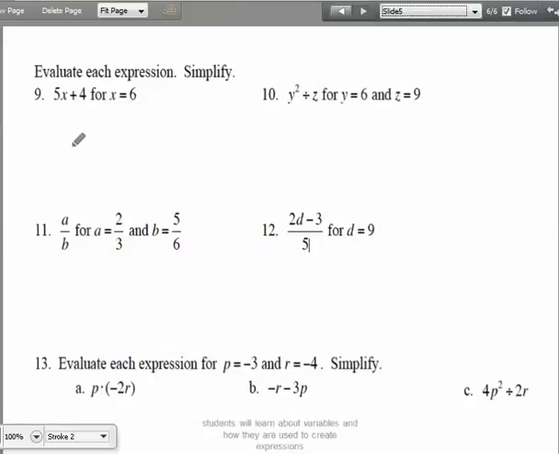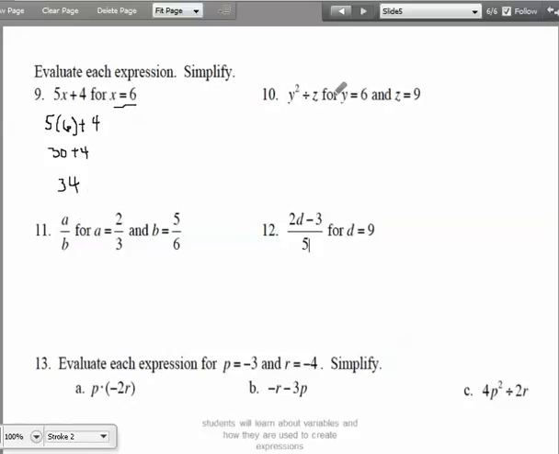So let's do some quick evaluations here and see if we can't do several of them together. So here we're wanting to put 6 into this expression. So we're going to say 5 parenthesis 6 plus 4. Well, 5 times 6 is 30, plus 4 is 34.